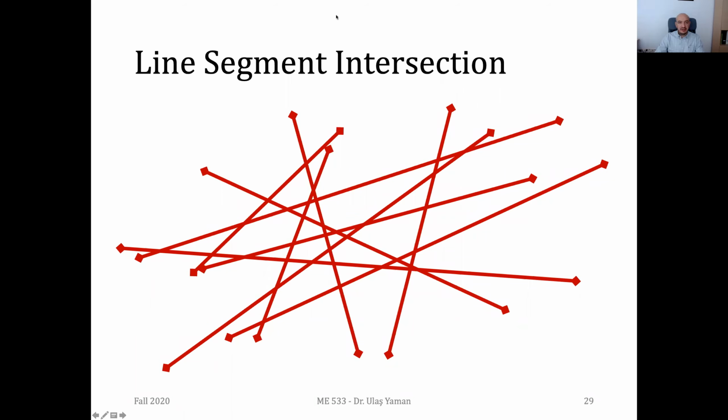Any questions before we start discussing the new topic, the line segment intersection?